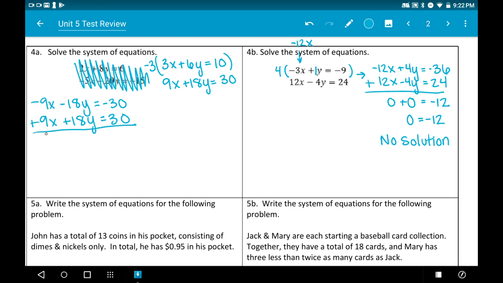So negative 9x plus 9x is 0. Negative 18y plus 18y is 0. Negative 30 plus 30 is 0. So this time in the end, we get 0 equals 0. Anytime you have something like this, where the two numbers are the same, the answer is going to be infinitely many solutions.